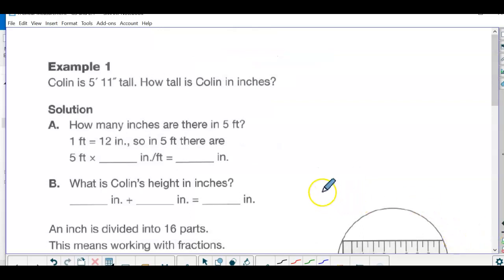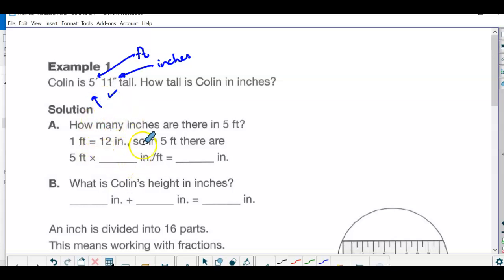Next page, it says Colin is 5 feet 11 inches tall. So there's that notation. So this is feet, and this is inches. You always put feet before inches. And actually, you don't need the period, I guess. How tall is Colin in just inches? So basically, we already have that, but we need to convert the 5 feet to inches.